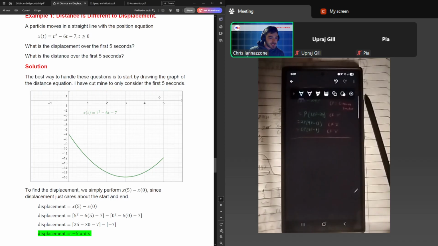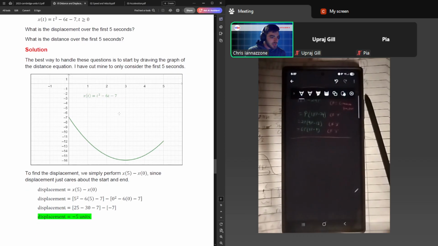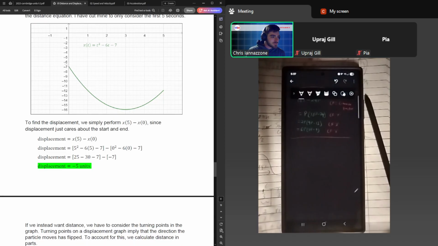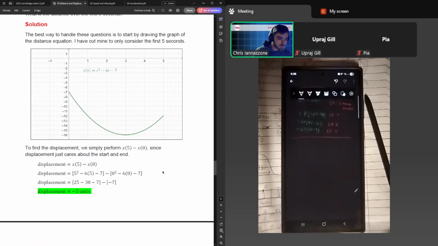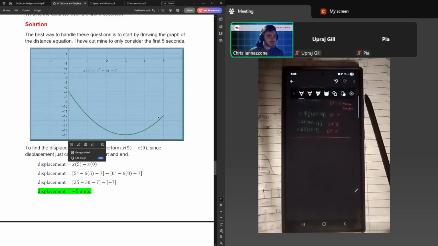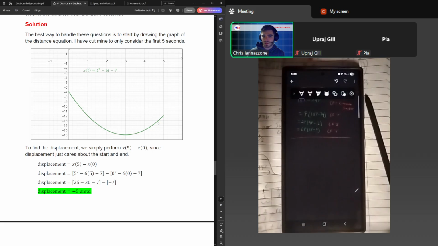We're doing first 5 seconds, that's why it's going to cut off at t equals 5. Remember, t is our x-axis in this case. And so for displacement, very easy. You see it starts at -7, you see it ends at -12. That, or you could calculate each of those, and then you do your subtraction, your displacement ends up being -5 units. So you started higher than you ended. That's why we say negative for that.